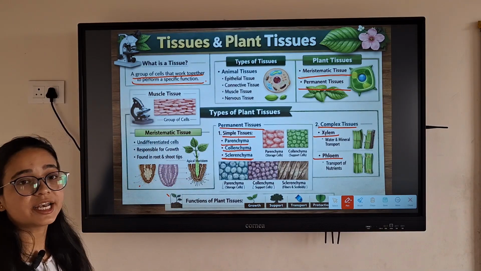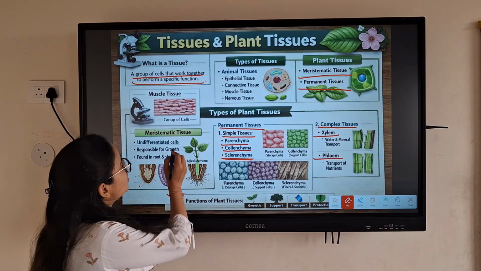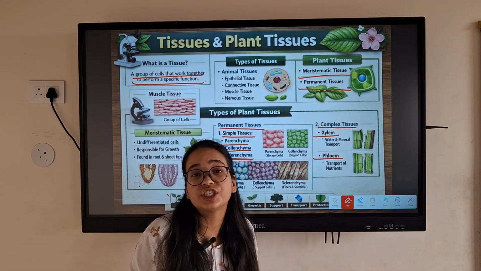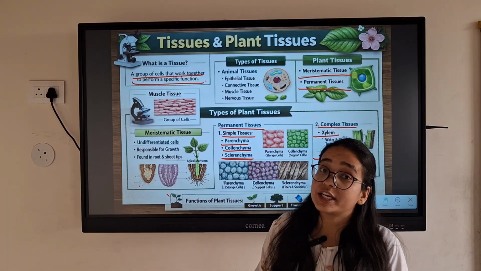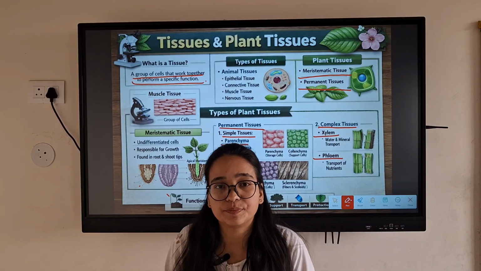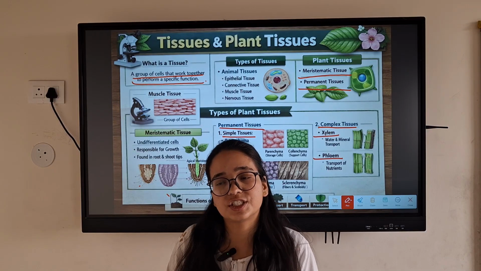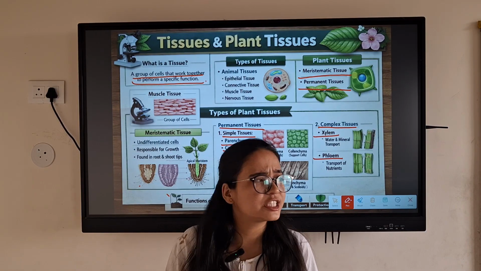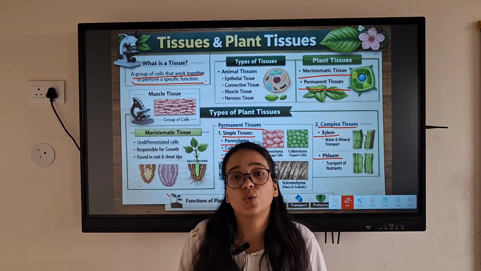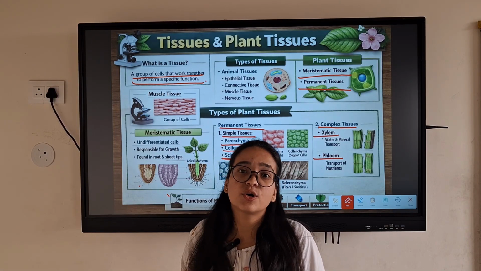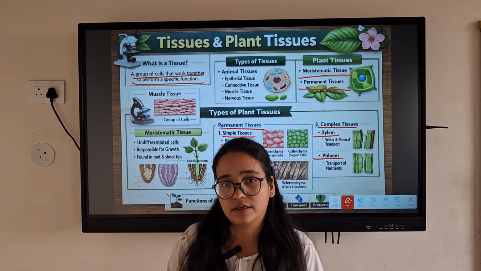Okay, now the next tissue is meristematic tissue. Meristematic tissues are those tissues which are present in all parts of the plant, and they also increase the growth of the plant. Meristematic tissues are of different kinds. First one is the apical meristem, which is present at the apex of the shoot and root, and its main function is the growth of the cells or growth of the plant.